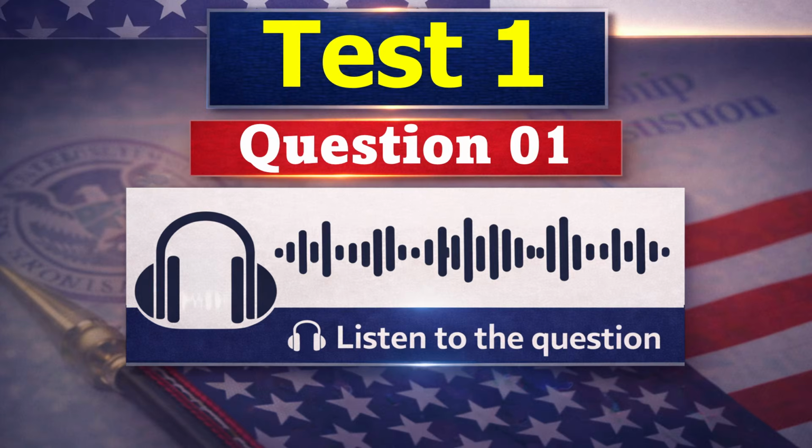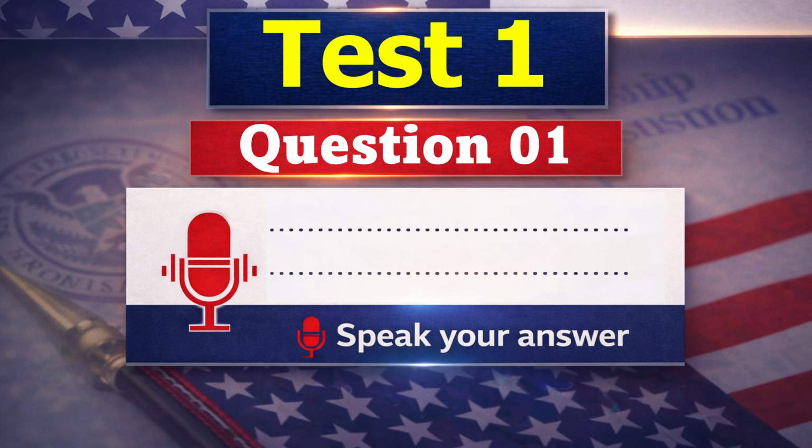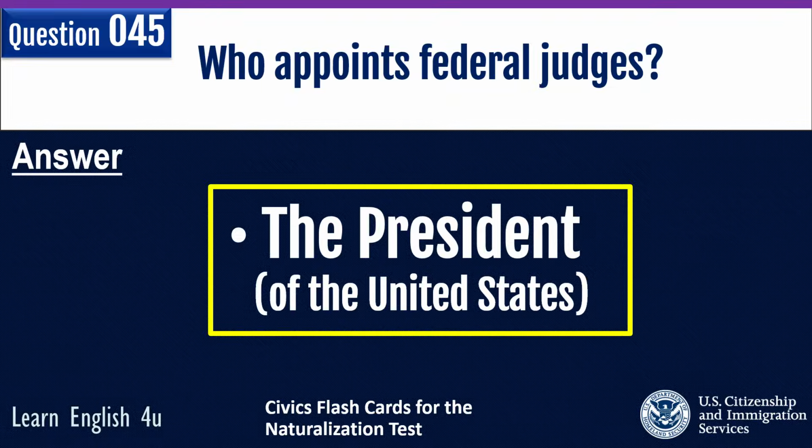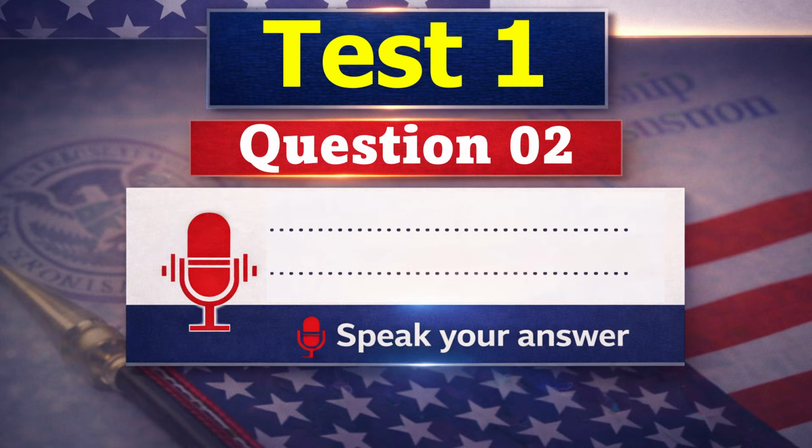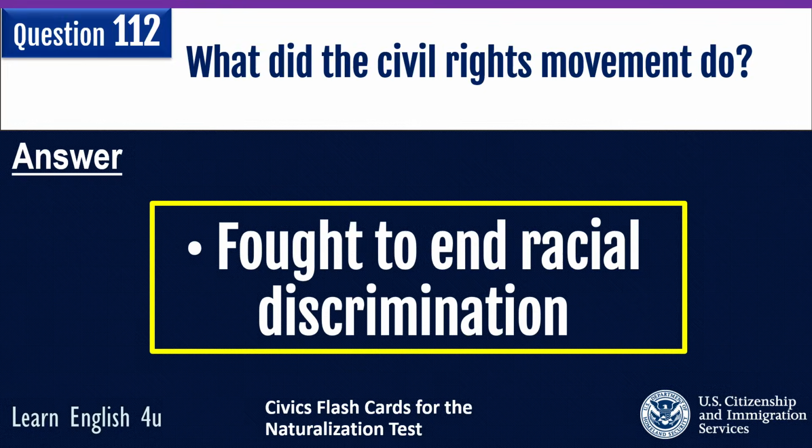Who appoints federal judges? The President. What did the Civil Rights Movement do? Fought to end racial discrimination.